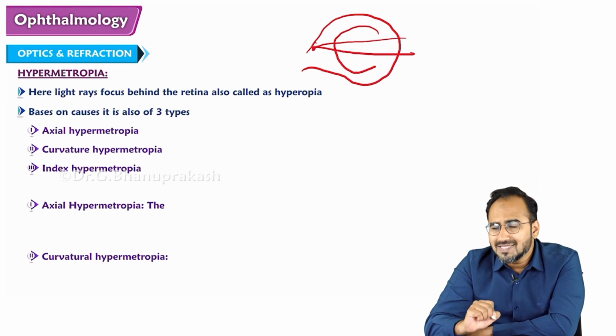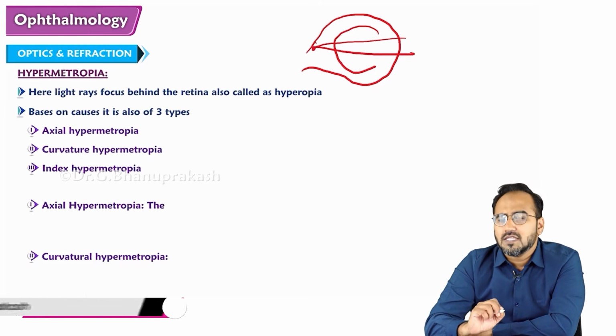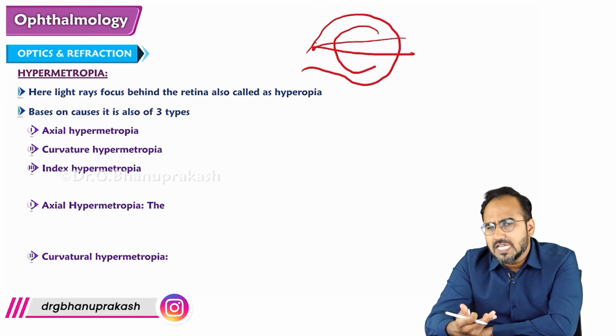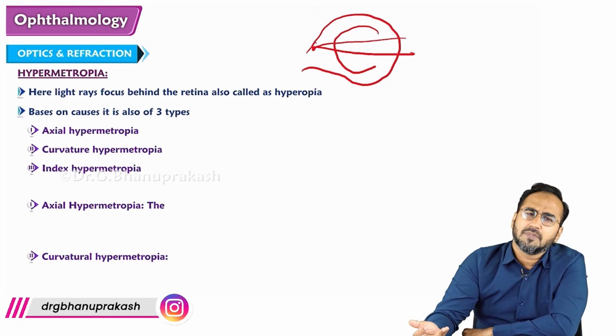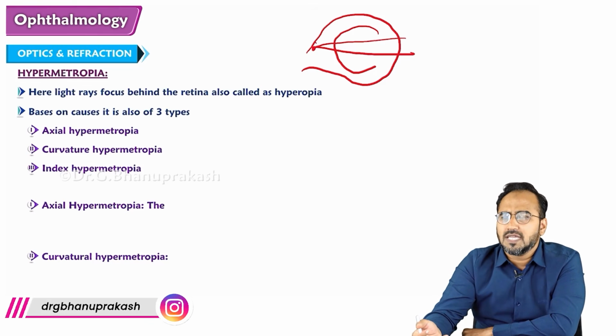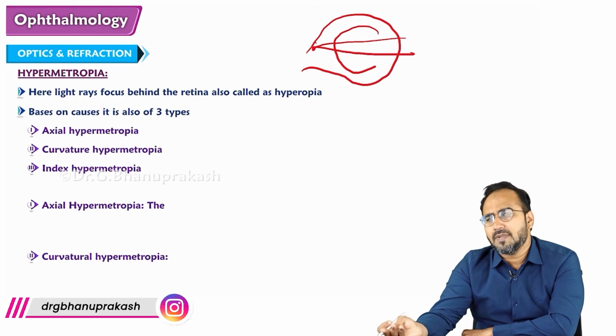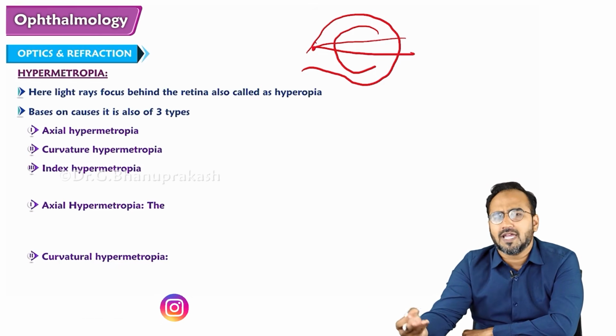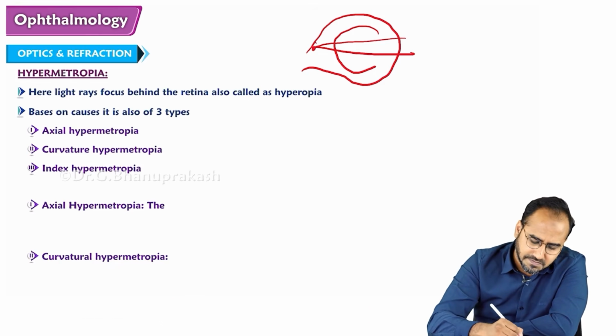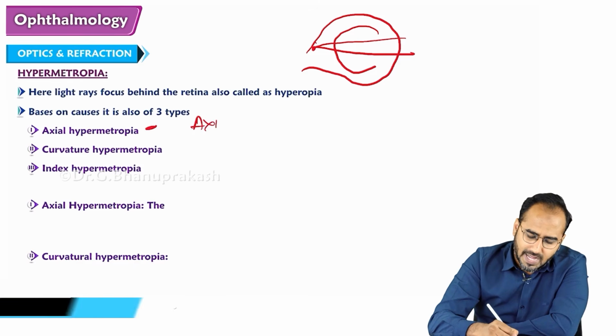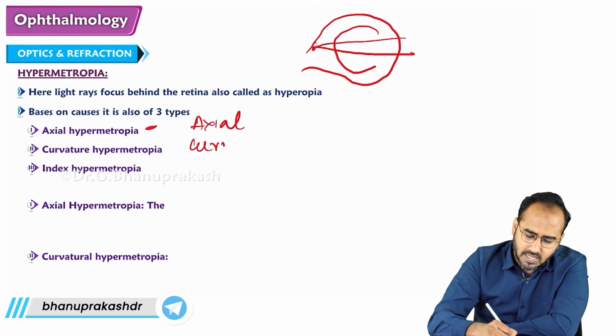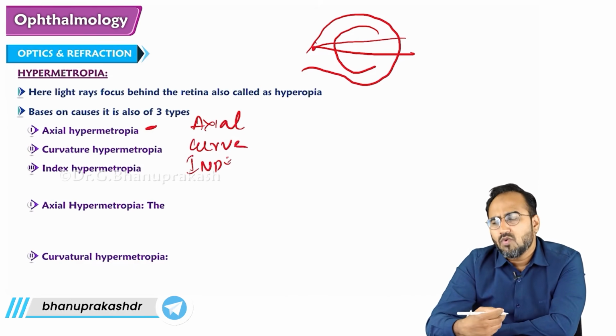Now guys, what is the cause of hypermetropia? The cause of hypermetropia is the same as myopia. Same as myopia means three causes. What three causes, guys? Axial hypermetropia, curvatural hypermetropia, and index hypermetropia. What is meant by axial hypermetropia?